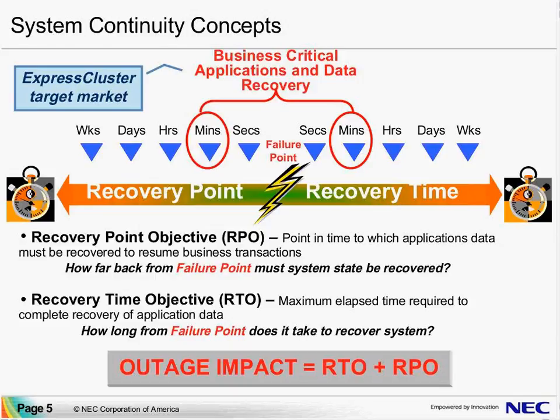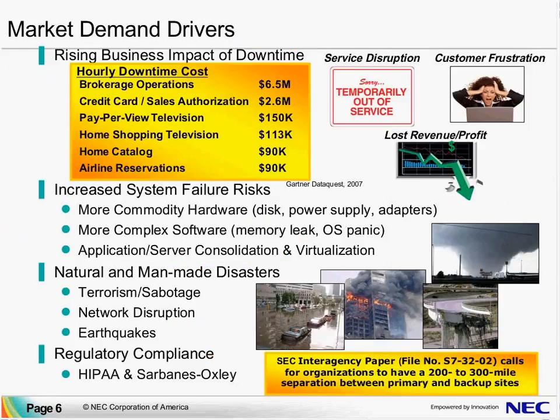So our target profile of a system is systems that need to recover within minutes without losing any data, or at most a few minutes of data loss. And the reason there's a growing demand for this market segment is really four key areas. The first one is really the rising cost of business impact of downtime.